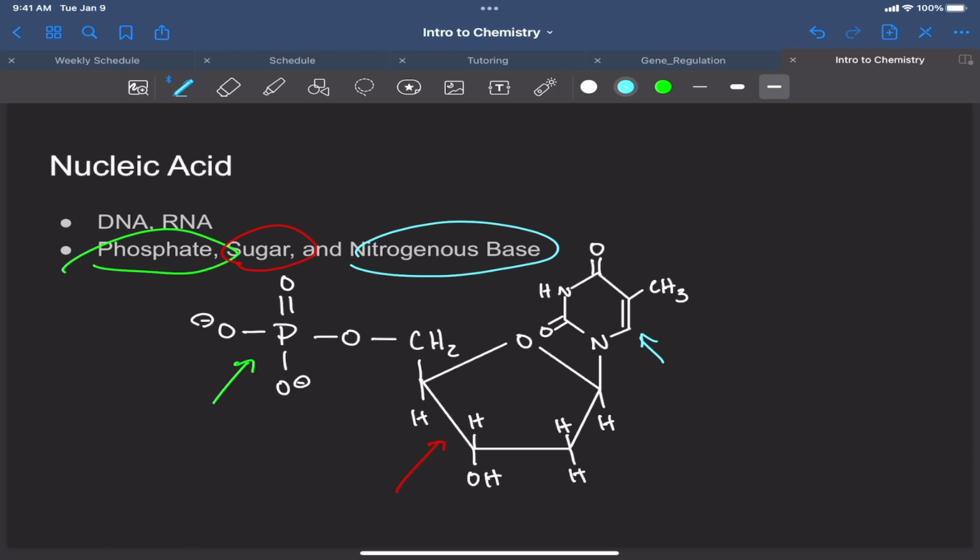In fact, if you need to identify them, you will be told them. You won't have to memorize them. Unless your professor somehow just decides to make you do that, which I kind of doubt, but you never know. So that's how you identify a nucleic acid. Phosphate bonded to a sugar, bonded to a nitrogenous base.